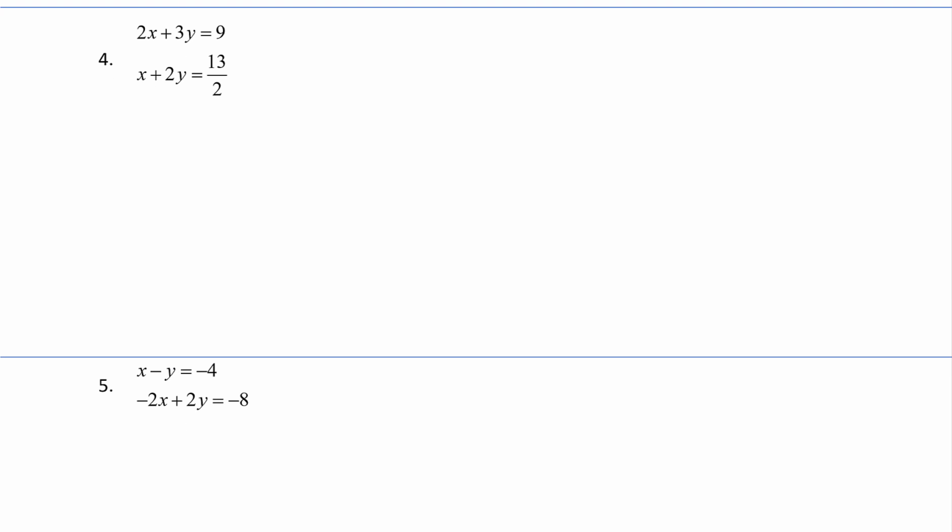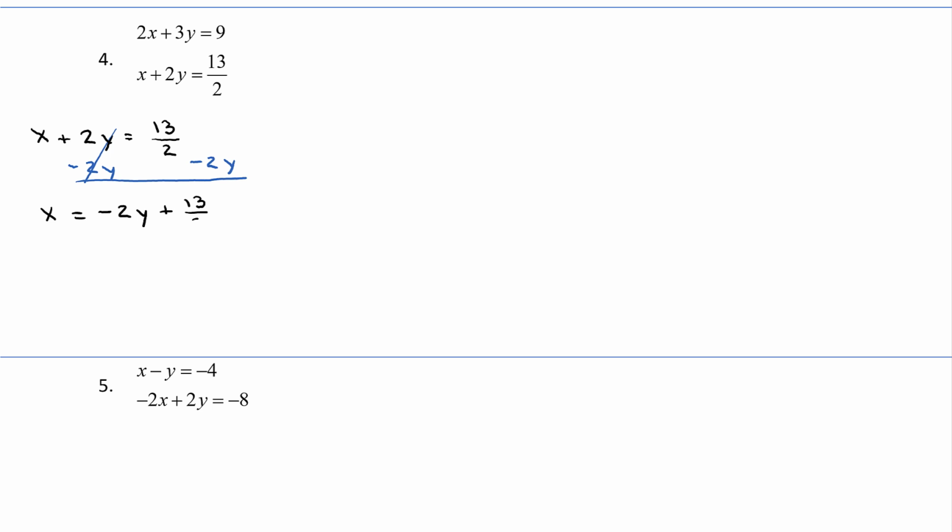Number 4, we've got 2x plus 3y equals 9 and x plus 2y equals 13 halves. Now the easiest one to solve for a variable would be the second one, to solve for x. So we're going to isolate the x. We're going to subtract 2y from both sides of that second equation. We're going to have x is equal to negative 2y plus 13 halves.